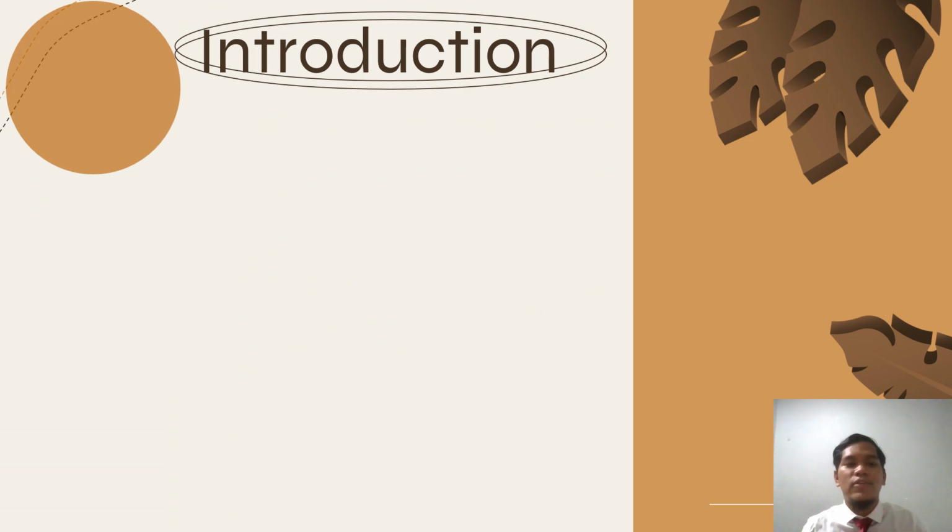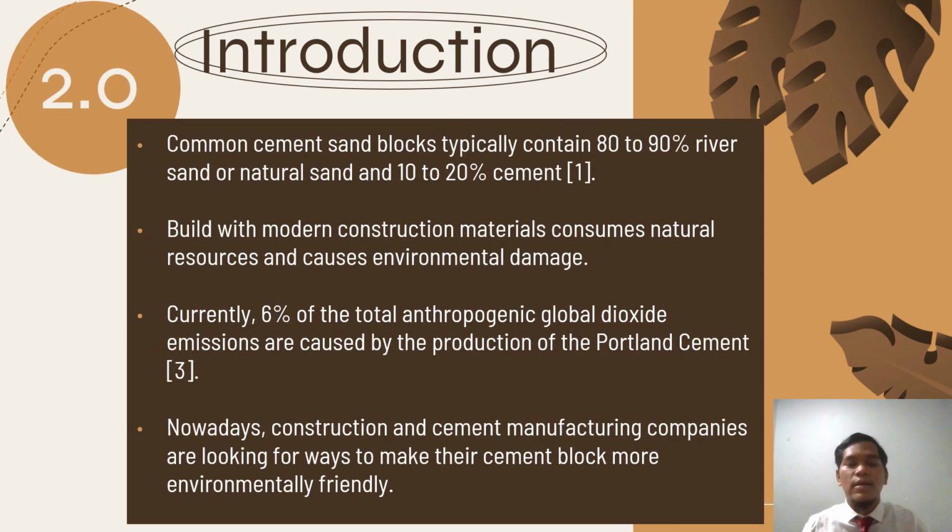So next, we move on to the introduction. As we know, common cement sand blocks typically contain 80 to 90% river sand or natural sand, and 10 to 20% cement. Building with modern construction materials consumes natural resources and causes environmental damage. Currently, 6% of the total anthropogenic global carbon dioxide emissions are caused by the production of Portland cement. Nowadays, construction and cement manufacturing companies are looking for ways to make their cement blocks more environmentally friendly and also more affordable.